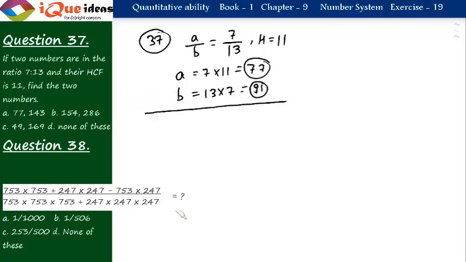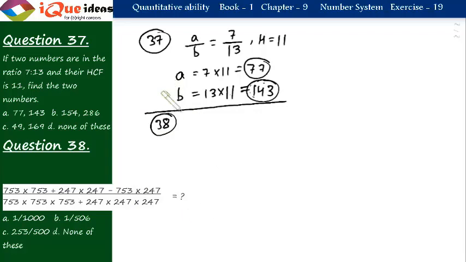So numbers are 77 and 91. I'm sorry, it is 13 into 11, which is equal to 143. Alright. So the answer is 77 and 143. Okay. Now question number 38.